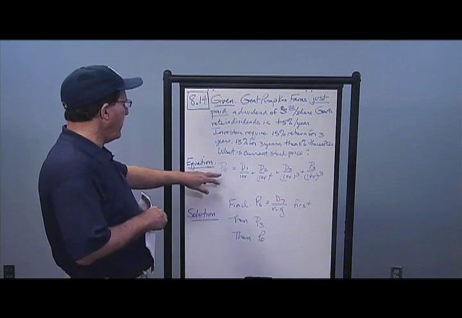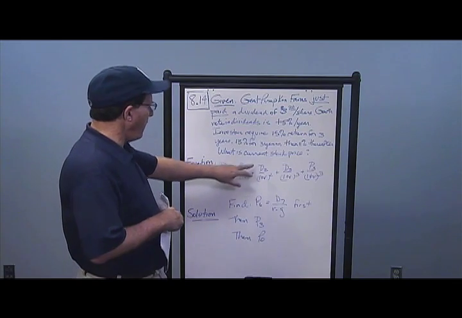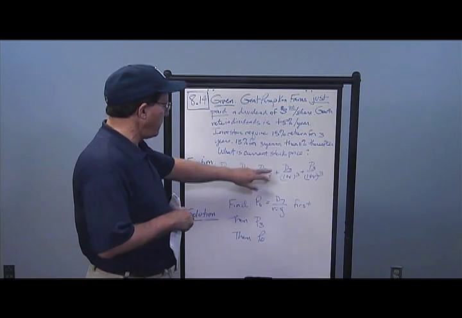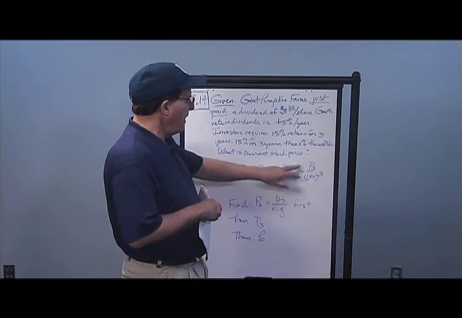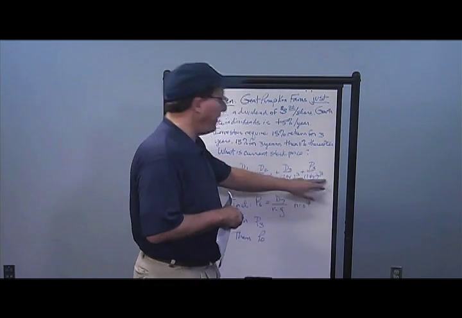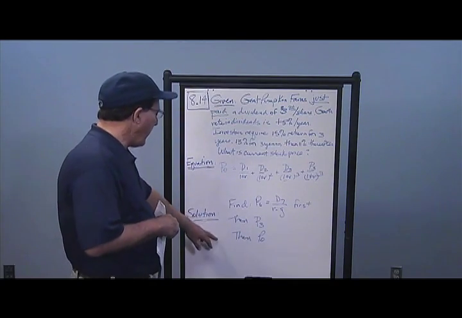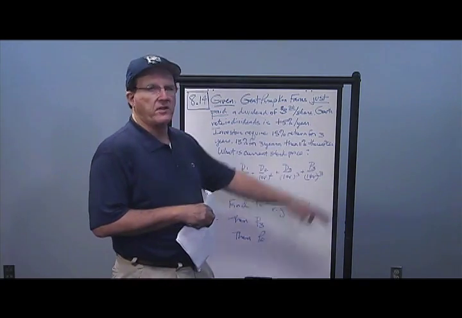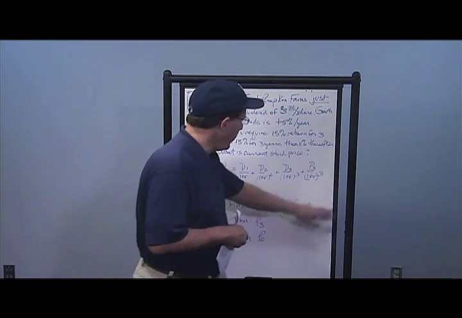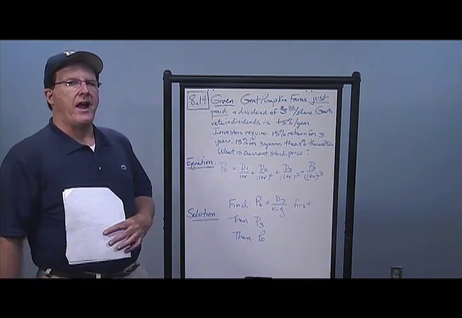Let me go over that again. P3 will equal D4 over 1 plus R plus D5 over 1 plus R squared plus D6 over 1 plus R cubed plus P6 over 1 plus R cubed. And that's where you'll put in that P6 right there. And then finally you'll calculate P0 according to this formula exactly, inserting the P3 in here that you just calculated. A very complex problem. Give it a try.